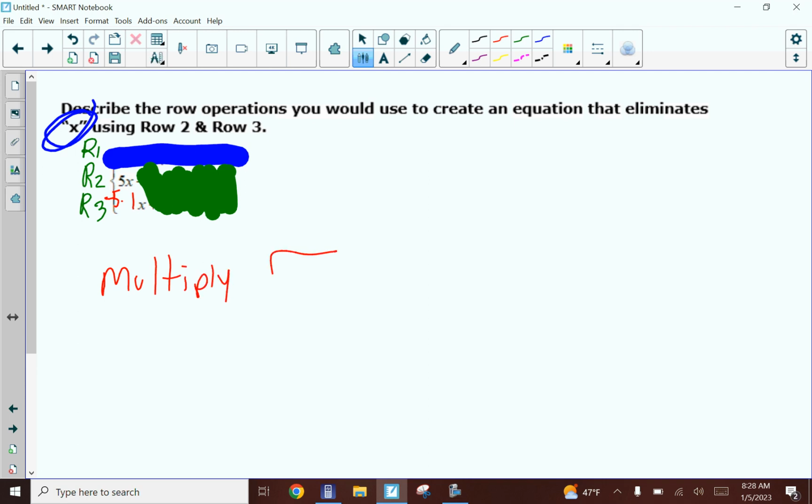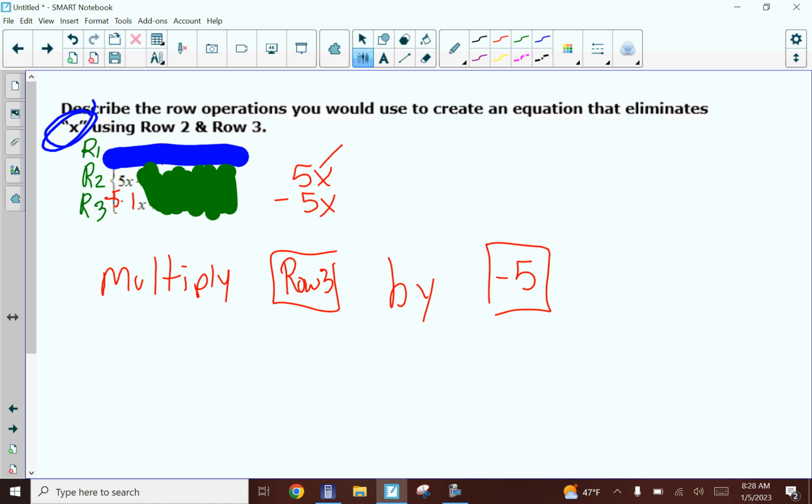It's going to have a blank, and then it's going to say by, and it's going to have a blank. So what are we multiplying? We're multiplying row 3. Row 3, and what are we multiplying it by? We're going to multiply it by -5. So if I was to carry out the multiplication, I would have 5x on the top because I didn't touch the top one. Then I would have a -5x on the bottom, and now they would cancel.